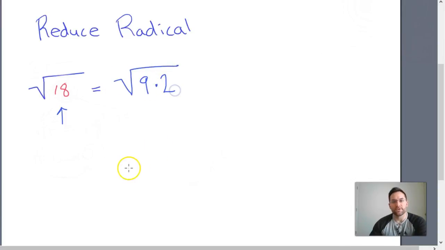9 times 2, right? So the square root of 9 times 2 is the same as the square root of 18, because 9 times 2 equals 18, right? So is there anything else we can factor out? We can't really factor out the 2 evenly, but we can factor out the 9, because that could be 3 times 3, right? So another way to write 3 times 3, we could write 3 squared.